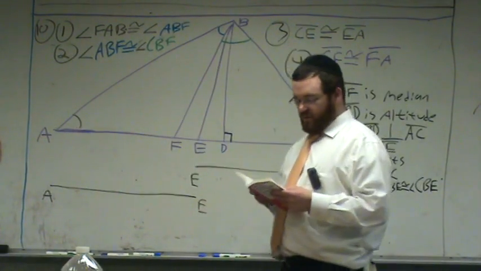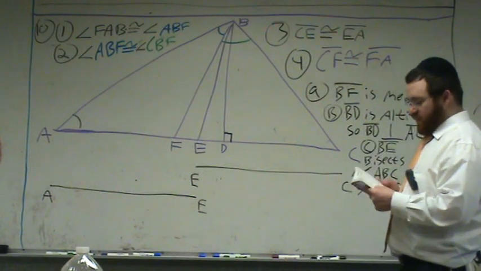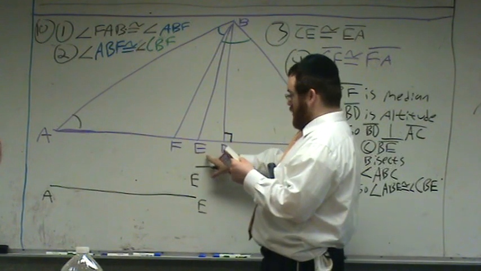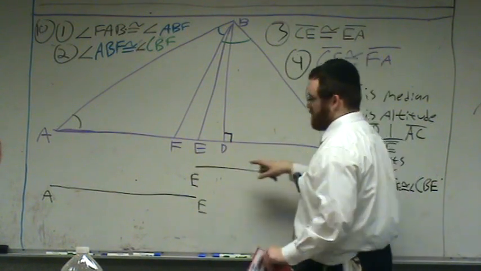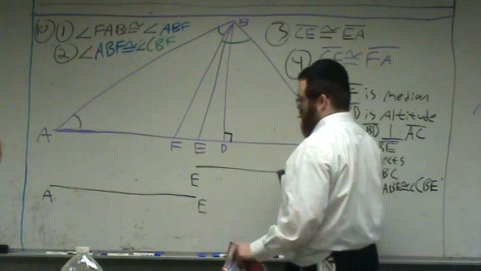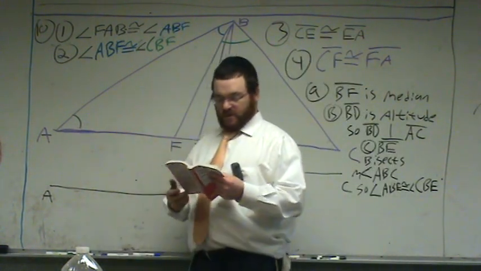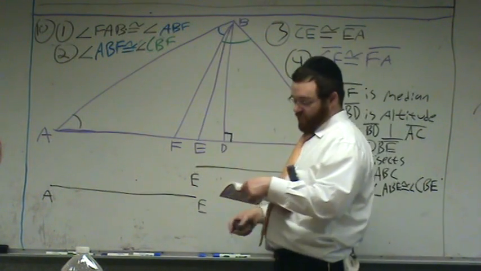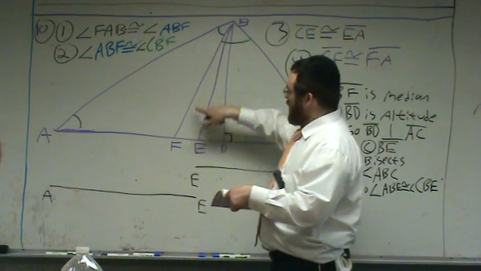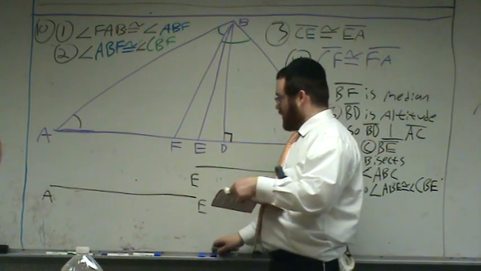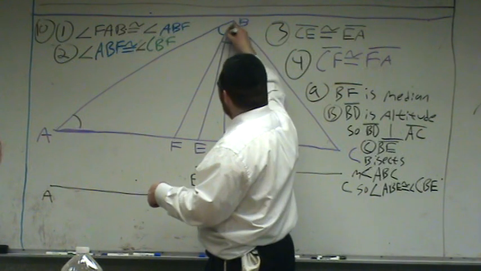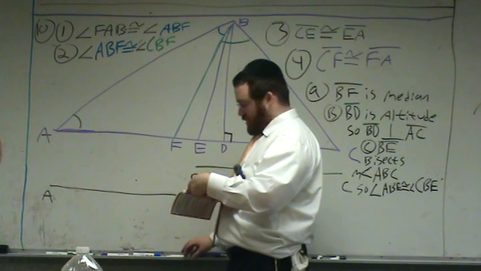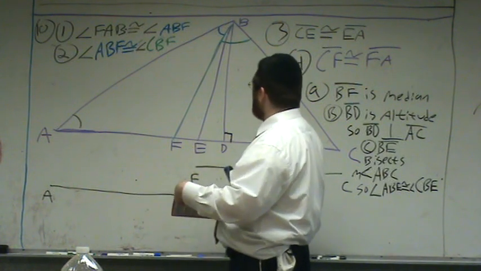Question 10. Given triangle ABC with a base of AFEDC, or just a base of AC. That's the two ends of the base. The median, that means the thing that cuts the base in half, is BF. This line over here that I'm going to make green. And the altitude is BD. I'm going to make that blue.